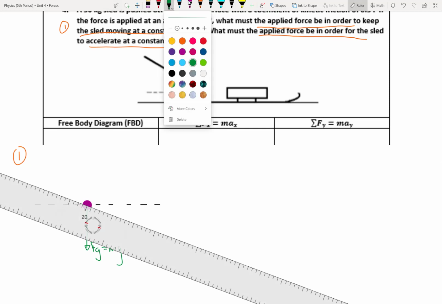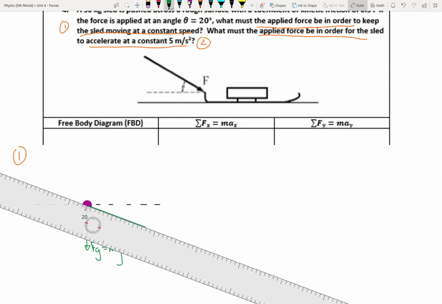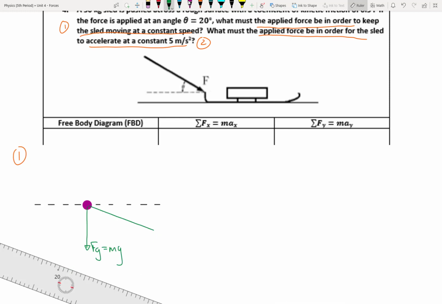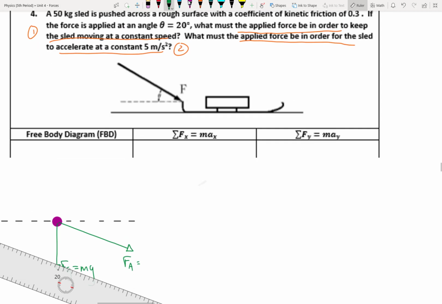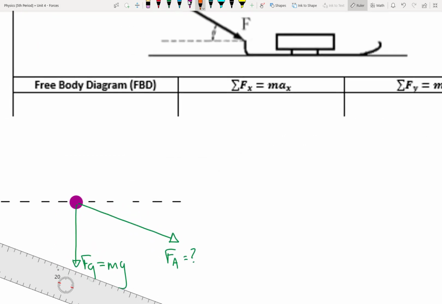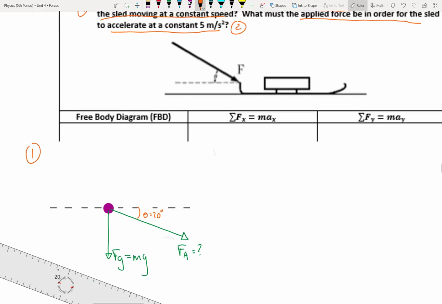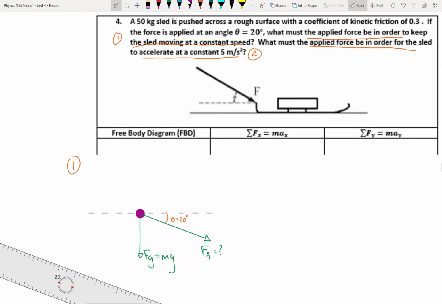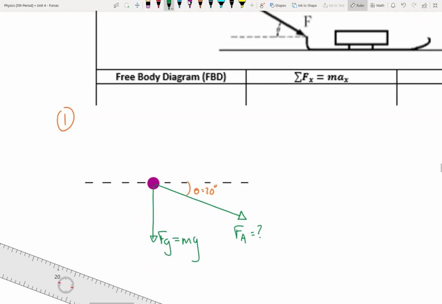All right, so our force is going to be at a down angle. We have to start on our dot, so I'm going to make it long so it's a little easier to see. Okay, so there's FA. What is that force? Oh, we don't know. That's the question. All right, we do know our angle right here is 20. Let's put in a theta, 20 degrees. And then we've got a frictional force, don't we? But we're moving at a constant speed in part one of this question.